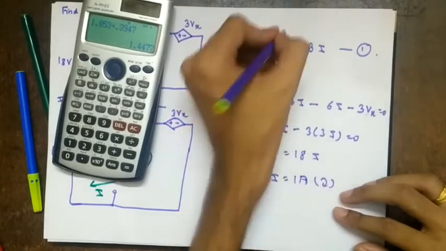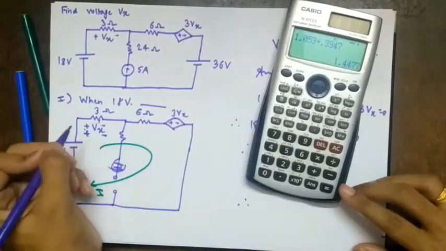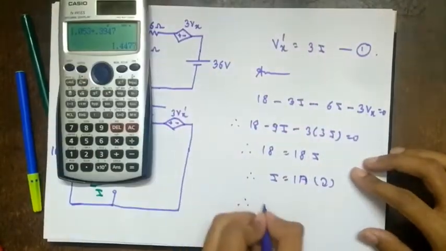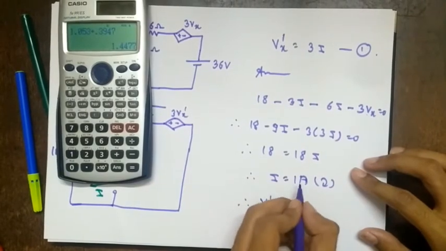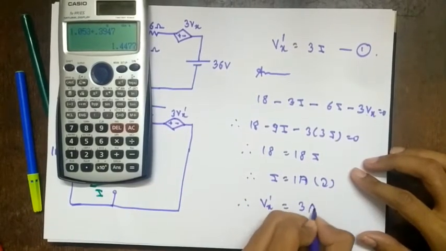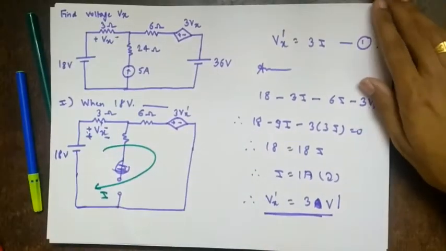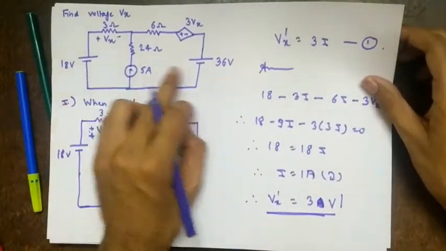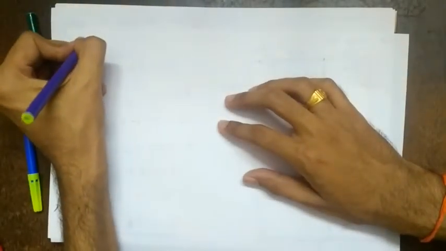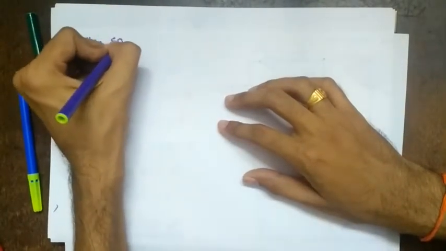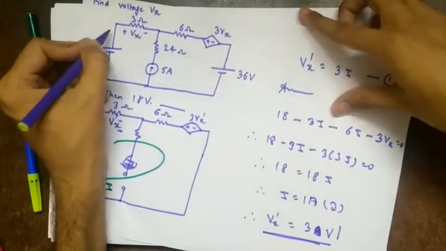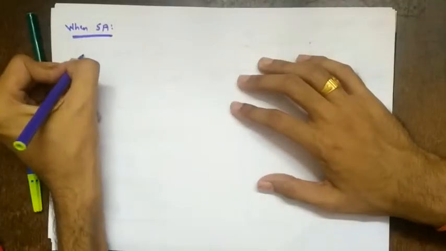So what is Vx? Make this Vx prime because we are using superposition theorem. So therefore Vx prime equal to 3I. So Vx prime equal to 3 volts. This is the intermediate answer we get. So next, only 5 ampere source is acting. So when 5 ampere acts, so what will it be? This will be shorted, this will be shorted, 3 ohms, 24 ohms.